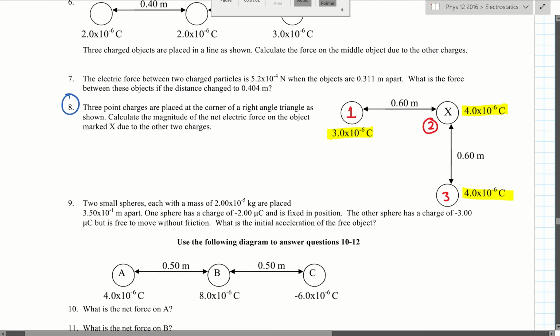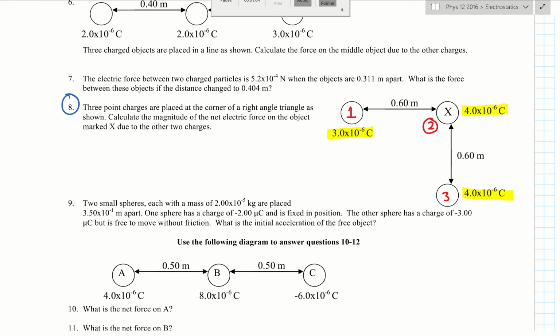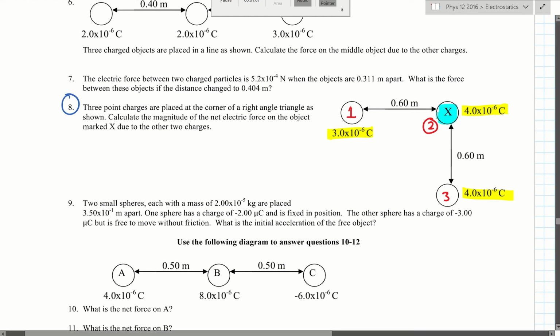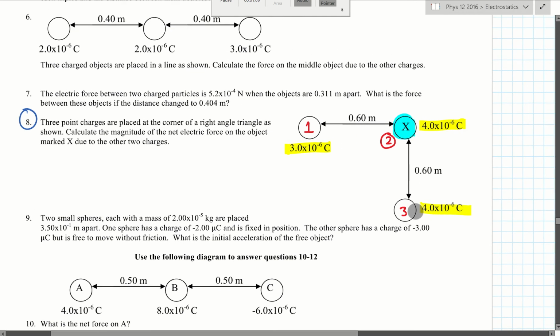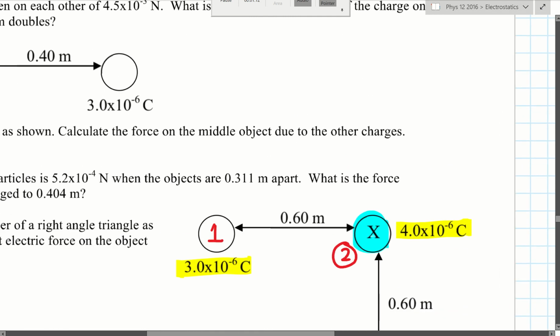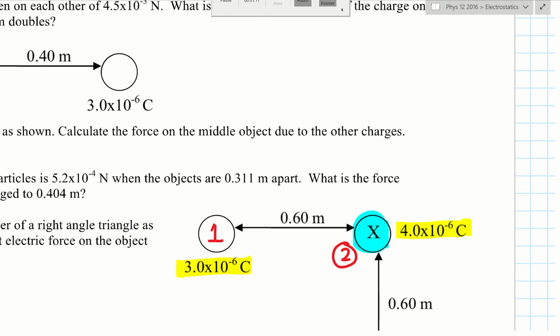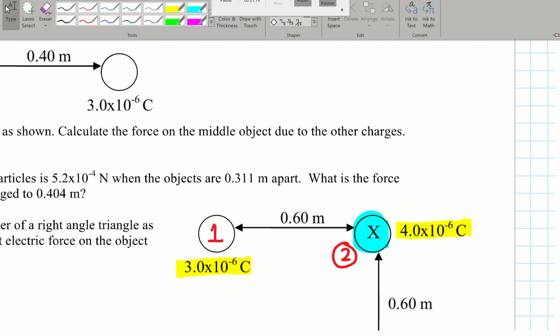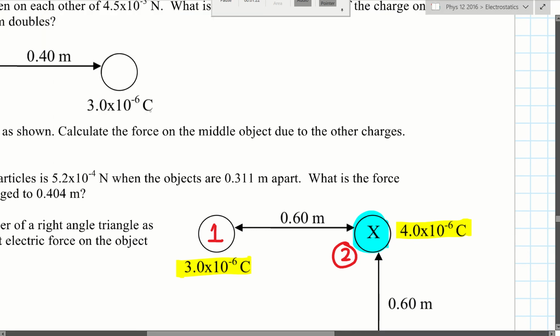Now, the only force that we care about is the force on charge X, which is charge 2. So I don't care about all the forces on anything else. I care about that one. So we're going to look at two objects at a time, just like the one before. Let's look at 1 and 2. Between 1 and 2, they're both positive, so the force between them should be repelling. So 1 and 2 should be repelling each other, but I only care about 2, so I'm going to erase the one on 1.